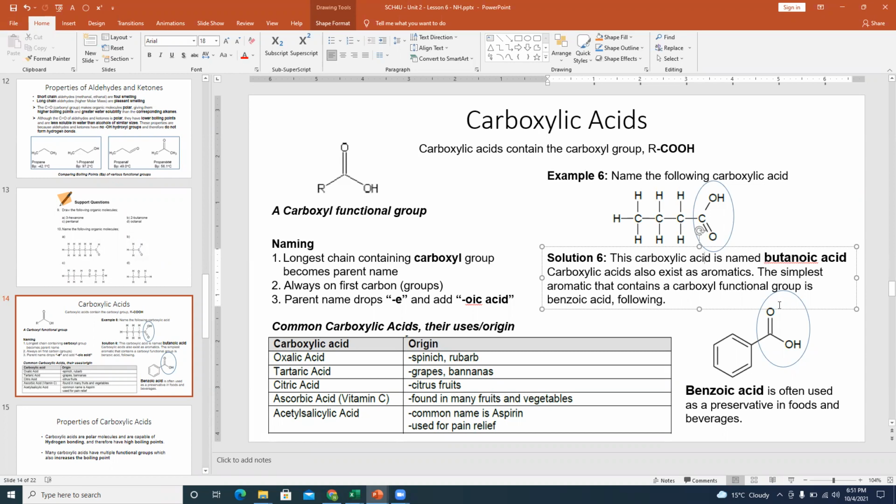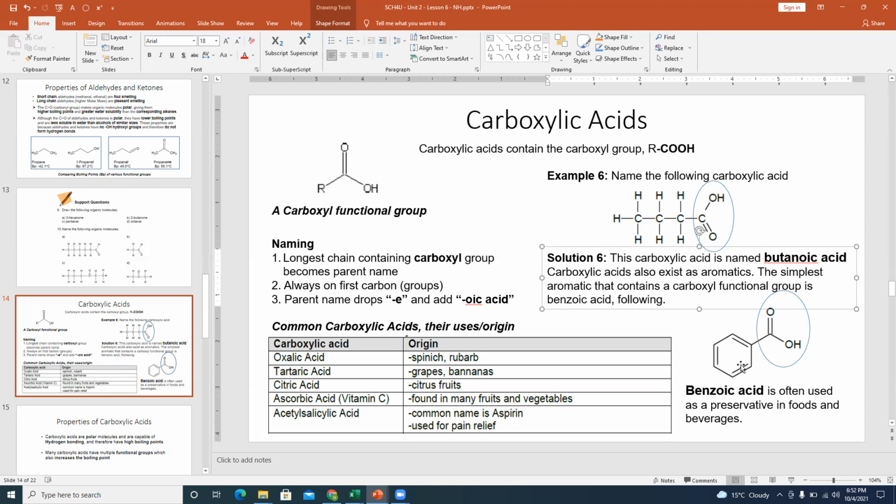And there's also carboxylic acids. This COOH group can also be found on aromatic benzene rings as a functional group. And the simplest aromatic that contains this carboxyl functional group is known as benzoic acid.